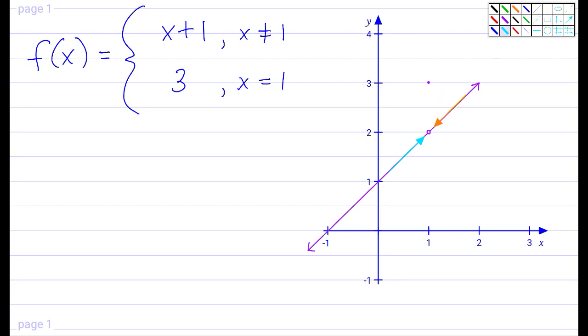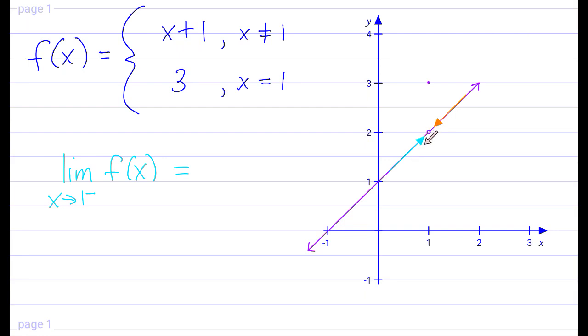We say that if we approach f of x as x gets close to 1 from the left, we denote that as limit, x approaches 1. We put a little minus sign, meaning we're actually less than 1 as we approach 1. Using that reason we used before, this limit is actually going to be equal to 2. So the notation is almost the same. We just have this little minus sign which says that, okay, we're on the lower side of 1. We're less than 1 as we approach x equals 1.